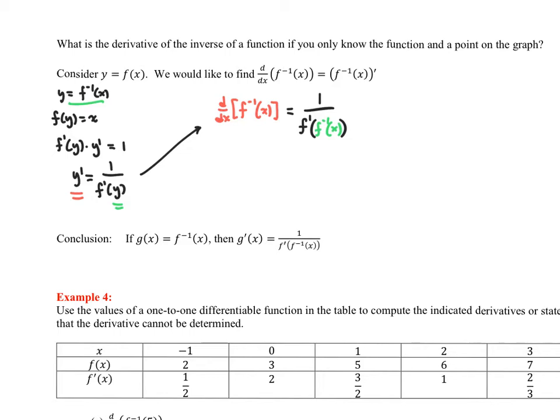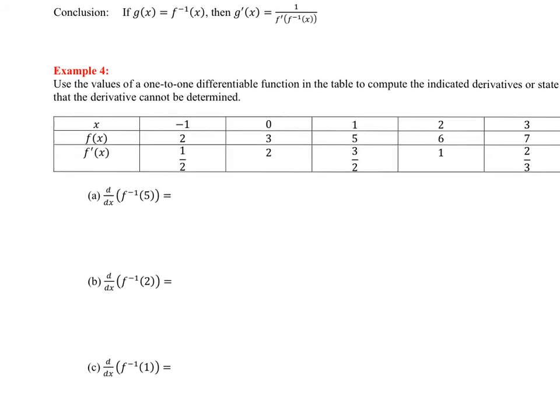of an inverse function. So as you can see in conclusion, if g of x equals the inverse of f, then g prime is 1 over f prime of the inverse. So let's utilize that in an example below.